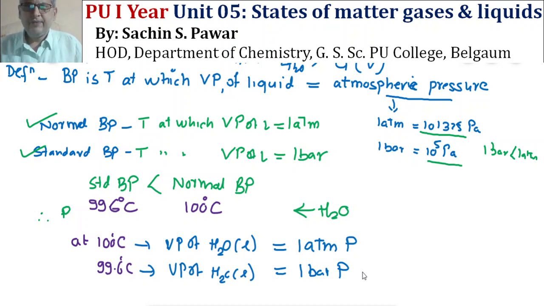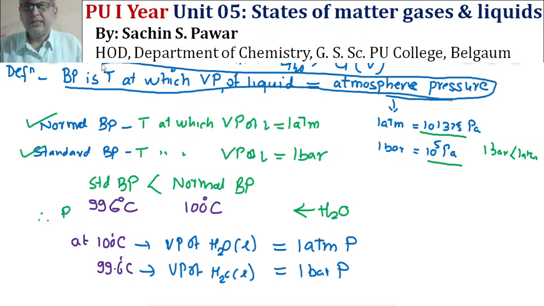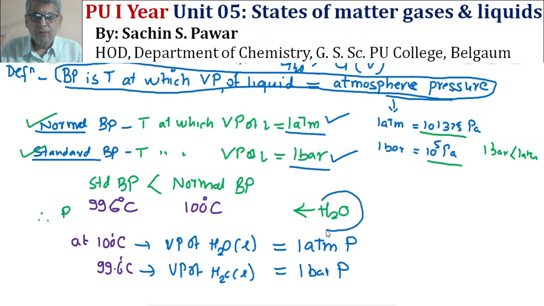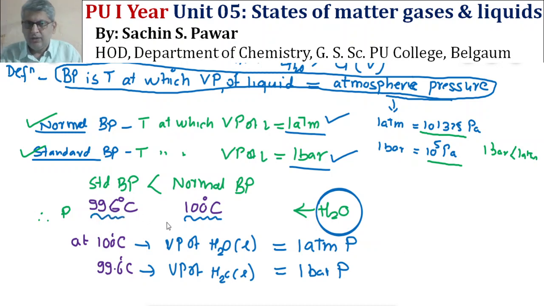So this is brief information regarding the boiling point. Boiling point is the temperature at which the vapor pressure of the liquid becomes equal to the pressure in the atmosphere, in the surroundings. And as we are taking 1 atmosphere and 1 bar as standards, normal boiling point is the temperature at which the vapor pressure of the liquid becomes equal to 1 atmospheric pressure, and standard boiling point is the temperature at which the vapor pressure of the liquid becomes equal to 1 bar. One example: for water, the normal boiling point is 100 degrees Celsius, and the standard boiling point is 99.6 degrees Celsius. That's it.